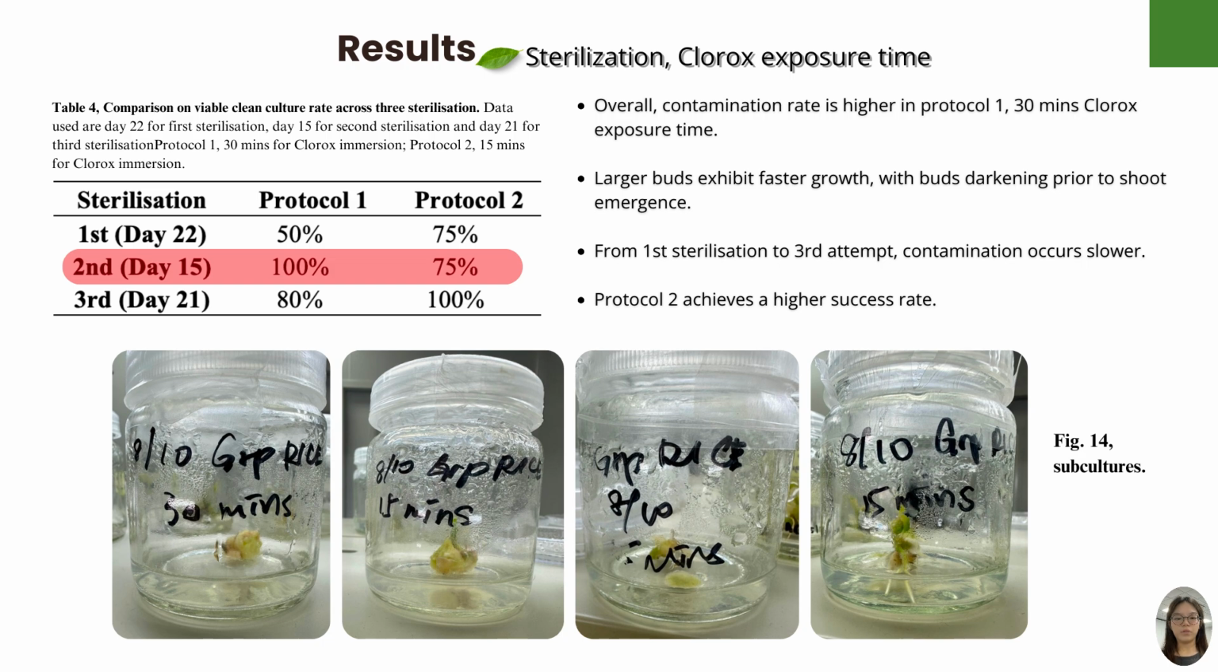And some of the buds will turn black before they develop into shoots. In conclusion, 15 minutes of Clorox exposure time is more effective for sterilization. And lastly, figure 14 shows some of the subcultures throughout the 3 attempts.